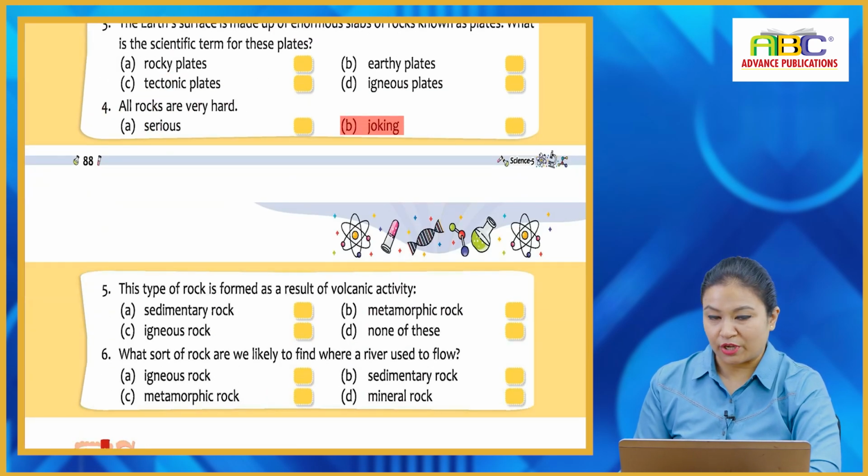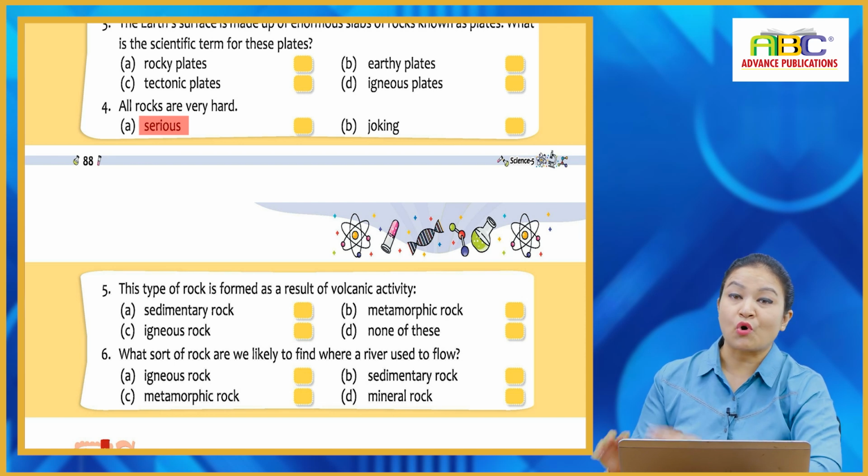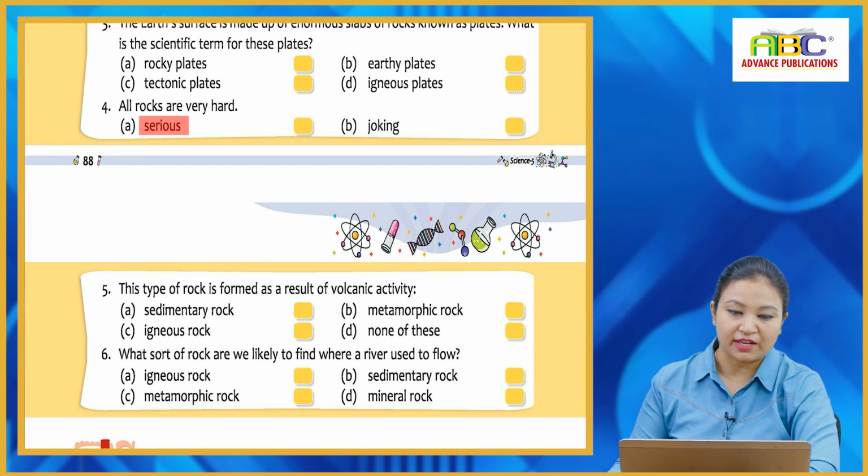Fourth, all rocks are very hard. A, serious, B, joking. So it is serious. Almost all rocks are very hard and they cannot be broken easily.